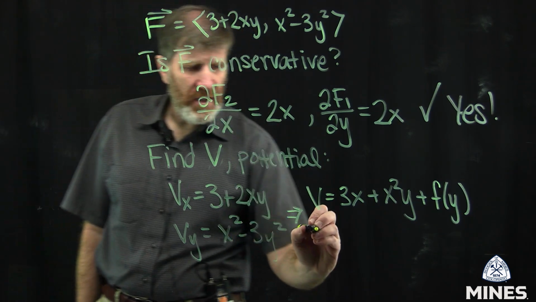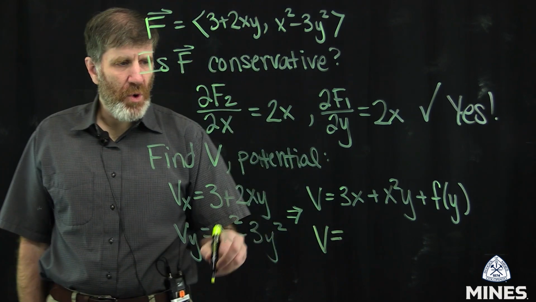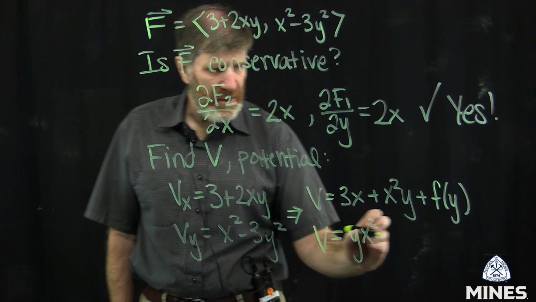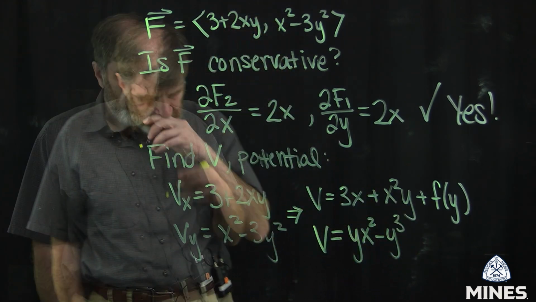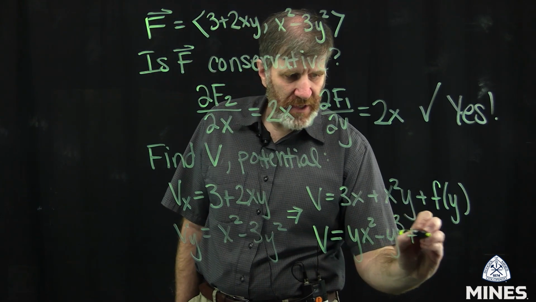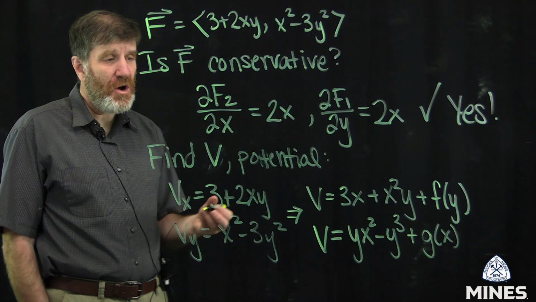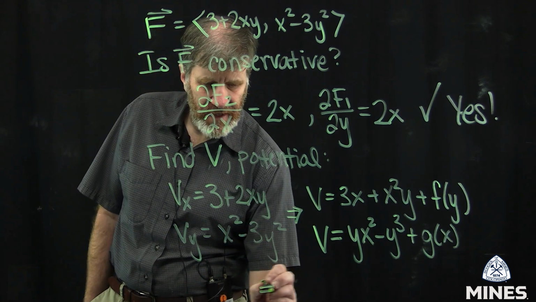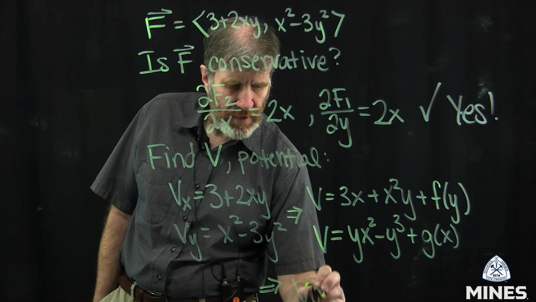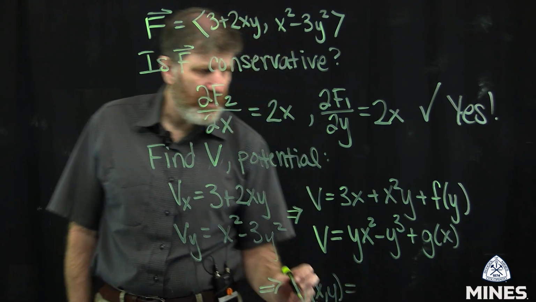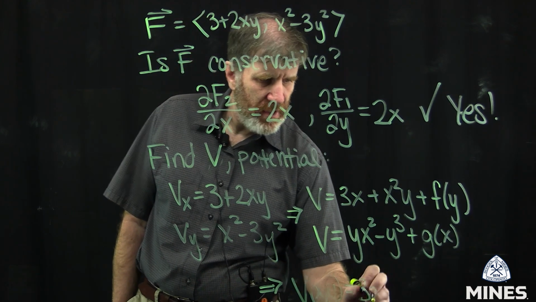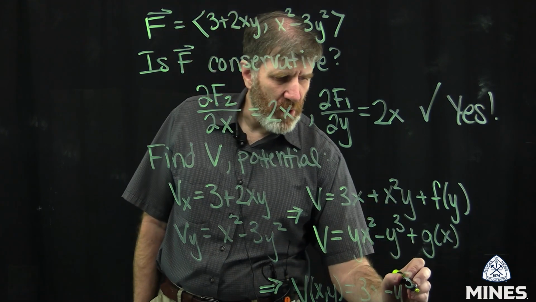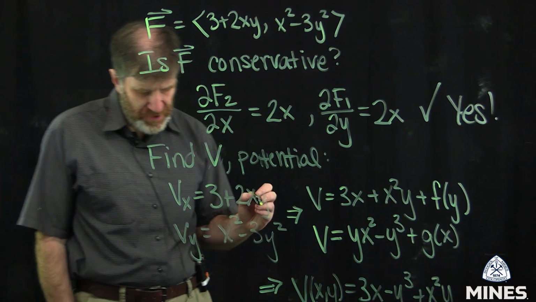Similar for the second one, v sub y, I'm taking a y derivative now, so I have yx squared minus y cubed over 3, and the 3's cancel, and then plus some constant, which is a constant in y only, so some function of x, so plus a g of x. Once I have this, I'm just looking for the common terms. The potential function, we have a 3x, and we have a minus y cubed. There's also an x squared y. That's the potential function, and it works.